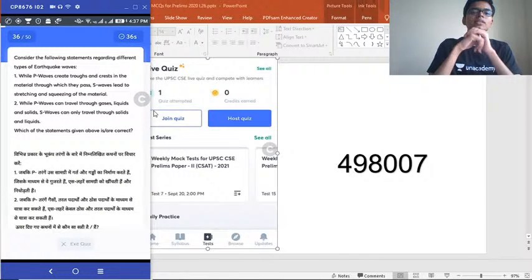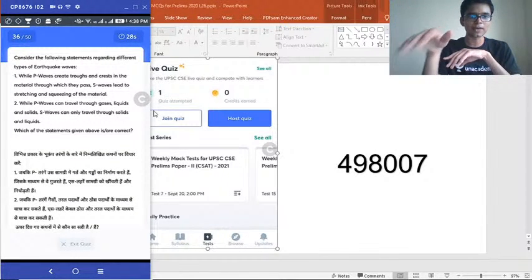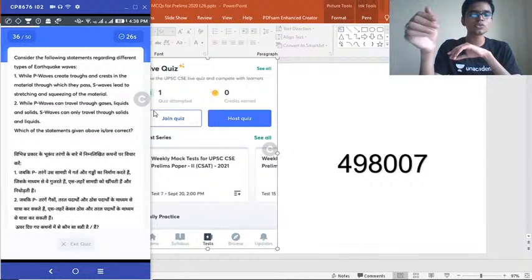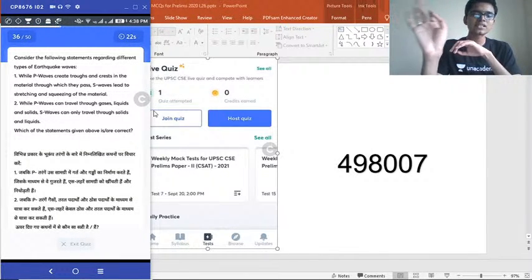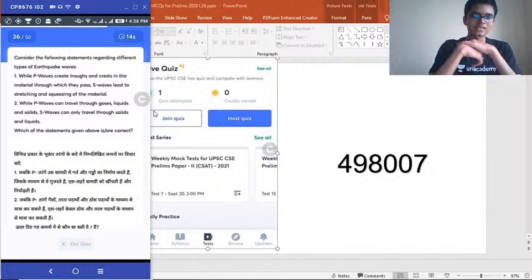(36) Consider the following statements regarding different types of earthquake waves. 1. While P waves create troughs and crests in the material through which it passes, S waves lead to stretching and squeezing of the material. 2. While P waves can travel through gases, liquids and solids, S waves can only travel through solids and liquids. Which of these statements given above is or are correct?